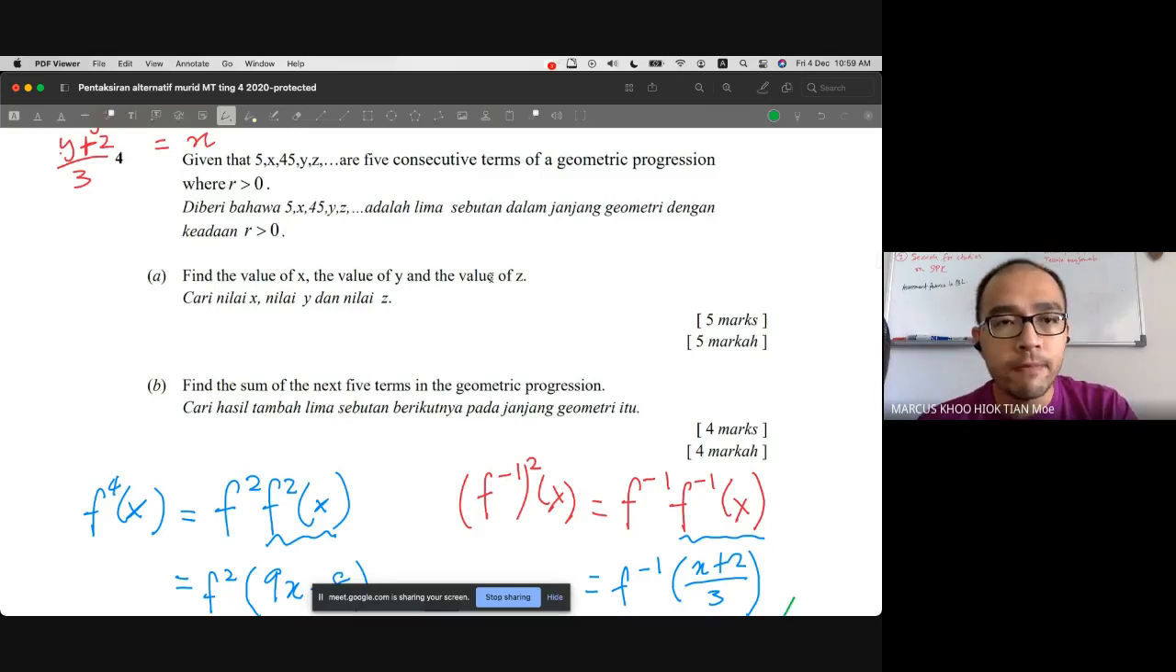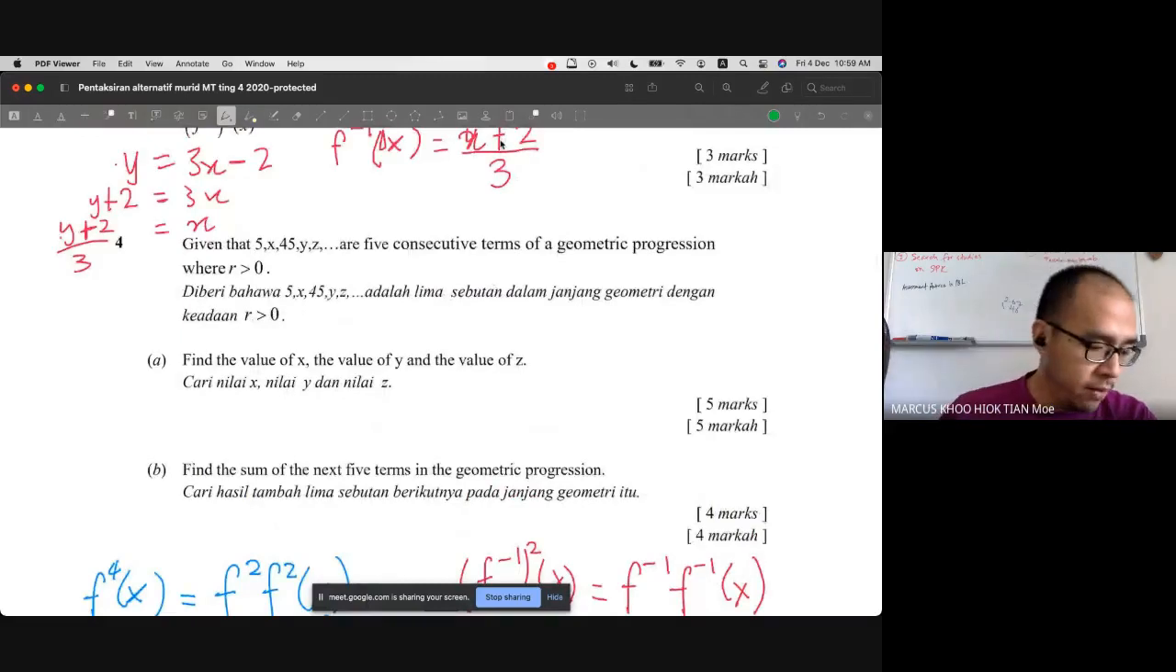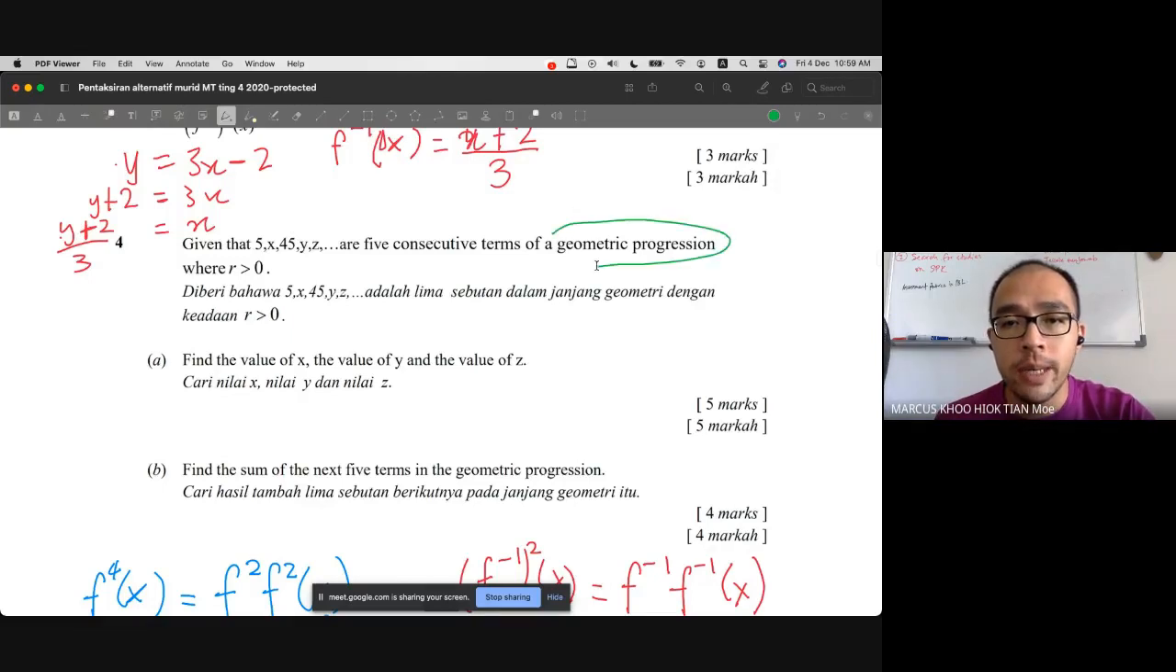Okay? Alright, question number 4. Given that 5, x, 45, y, z are 5 consecutive terms of a geometric progression, okay, where r is more than 0. So find the value of x, y, and the value of z. Okay, so it's interesting. So this is the first term. First term is a, okay, this is 1, 2, 3. So this is the third term.